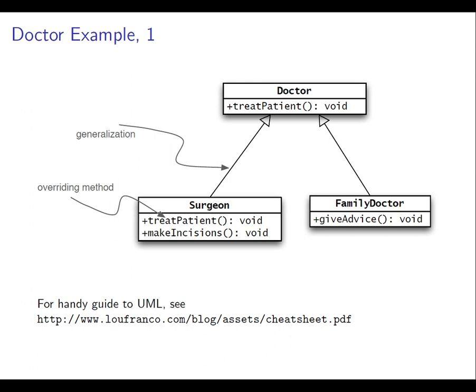Anyway, a surgeon can also treat a patient in a different way. That's why we repeat the method name in the subclass rectangle down there, and can additionally make incisions. And a family doctor inherits the treat patient, because one always inherits the public methods of one's superclass, and also creates a new give advice method.